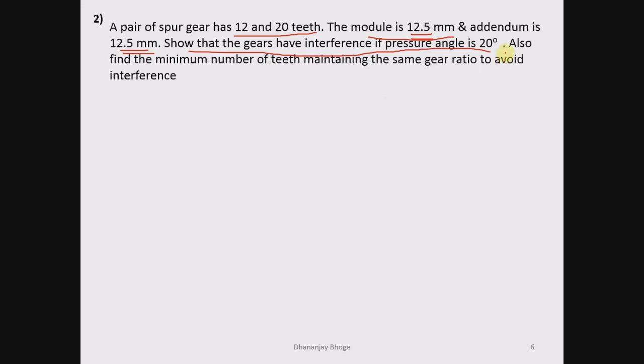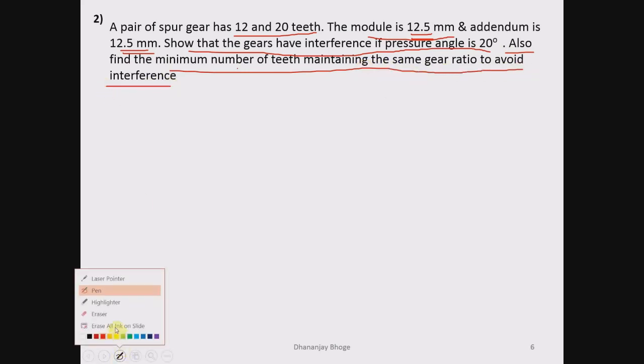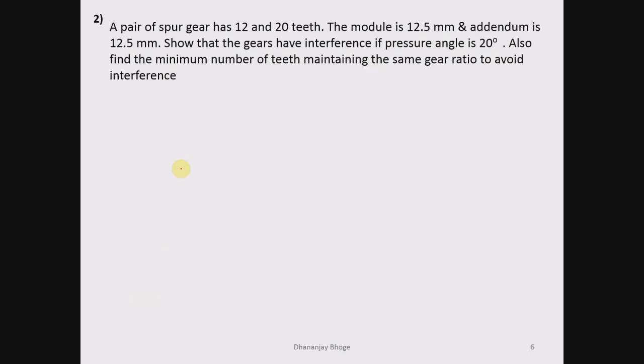And after that, we have to find out the minimum number of teeth, maintaining the same gear ratio, to avoid the interference. First of all, we have to show that the interference is there, and then we will select the minimum number of teeth to avoid the interference, maintaining the same gear ratio. So now you can write down the given data.